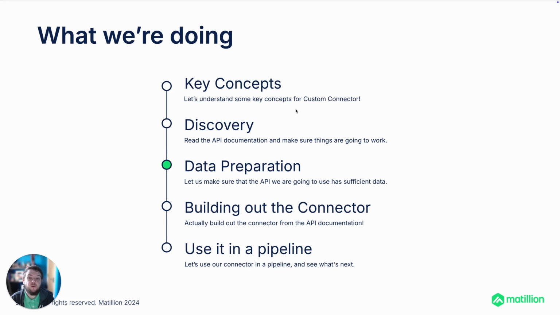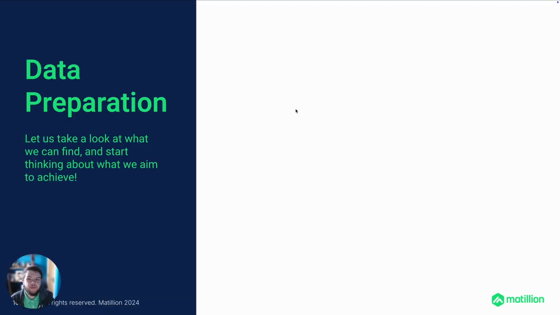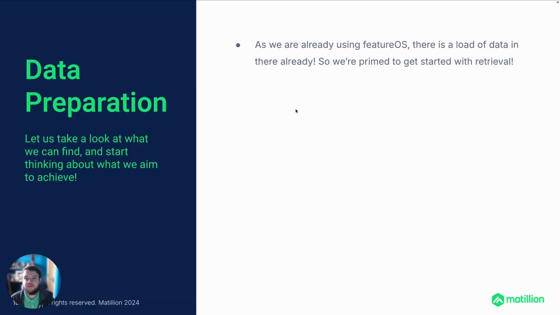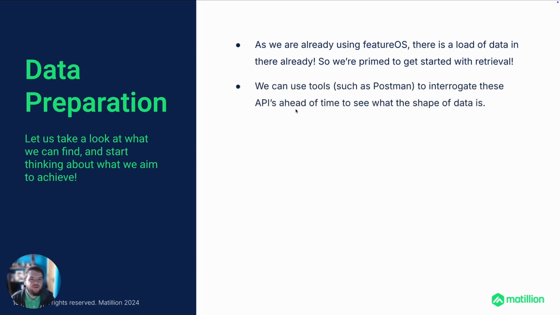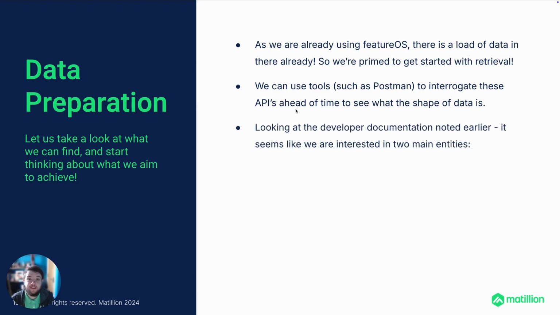So now that we have looked at the key concepts of Custom Connector and ensured that the API meets the needs, let's look at data prep. So in regards to data prep, we're already using FeatureOS, so we know that there's loads of data in there already. We're pretty much ready to get started with retrieving it. But we can also use tools such as Postman to interrogate the API ahead of the usage to see what the shape of the data is. We can look at the documentation that, again, I've mentioned is super helpful to see what we need.